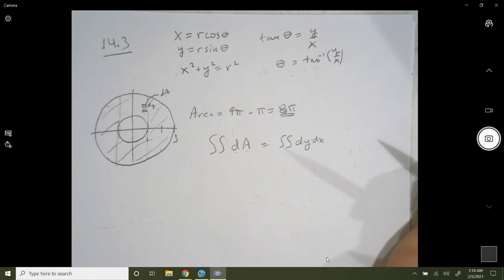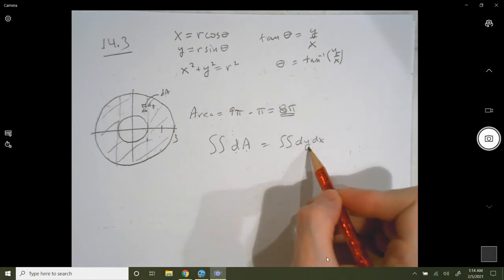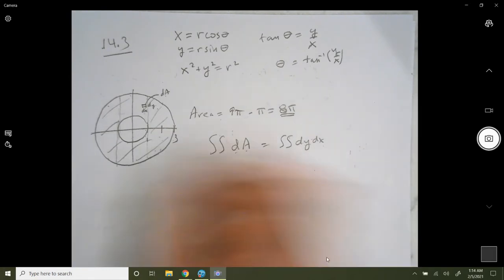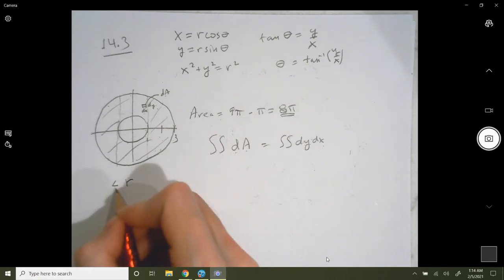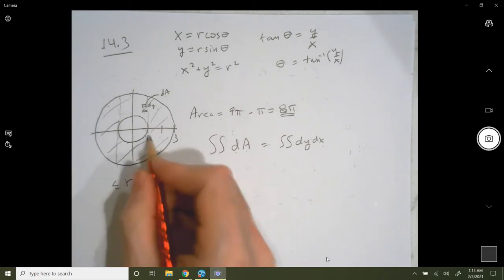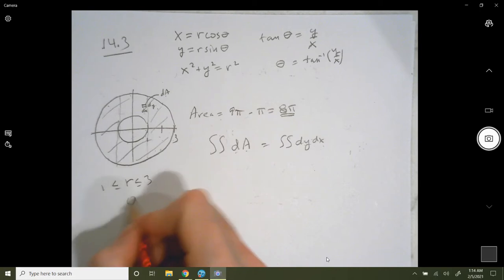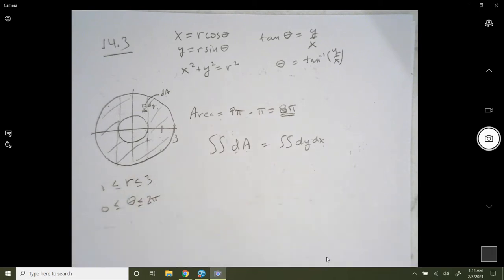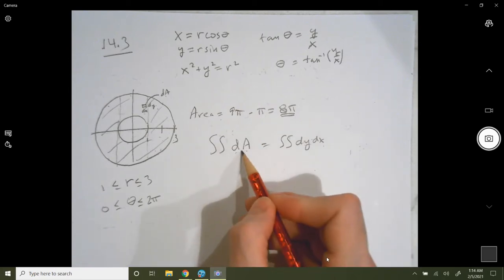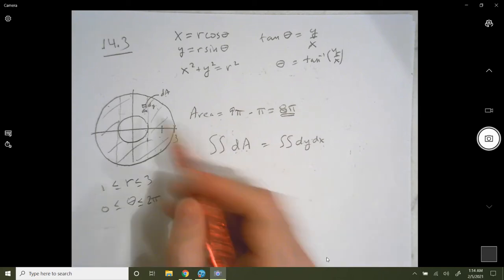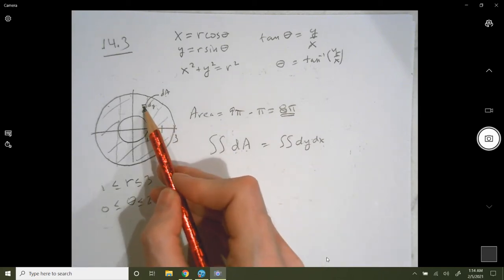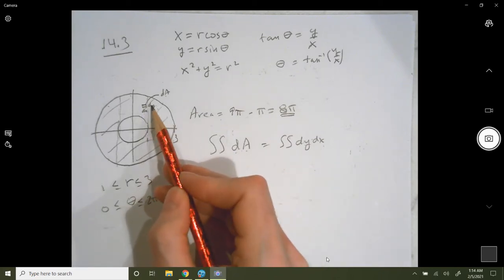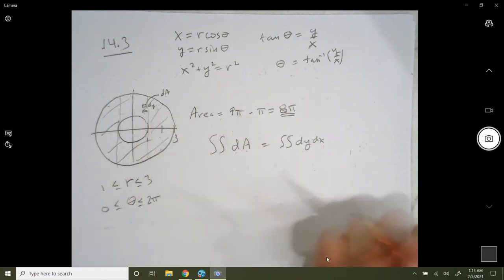It'd be much easier, instead of dy dx, if we could use dr d theta, because we know that r goes from 1 to 3, and theta goes from 0 to 2 pi. So wouldn't that be nice? So now, does that mean we could just call dA dr d theta? Can I replace each of these rectangles with a dr times a d theta? No, it doesn't quite work that way.